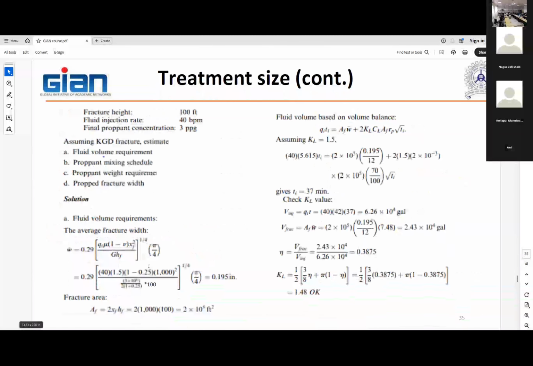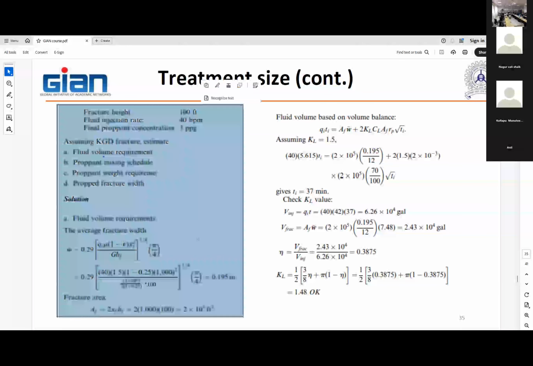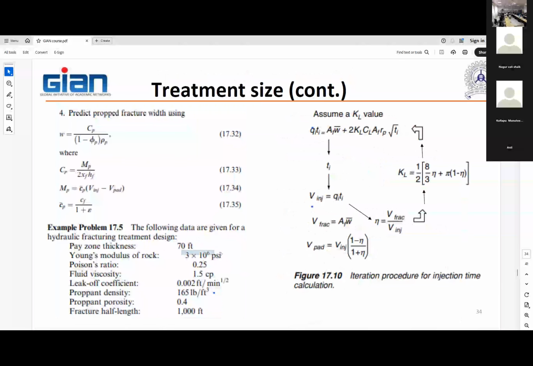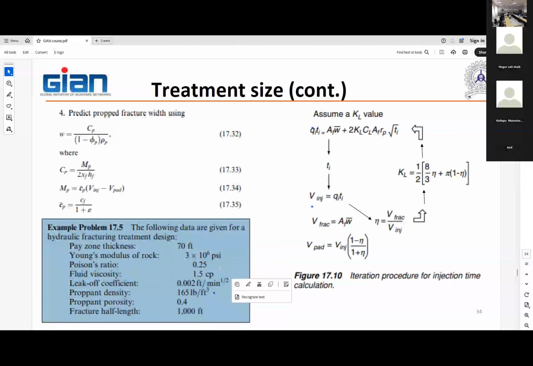Fracture half length XF is what? 1000 feet. So 1000 squared, divided by the shear modulus. How will you calculate shear modulus if you are given the Young's modulus? How much are you given? 3 times 10 to the 6 psi. Okay, so now you have to calculate the shear modulus. What is the formula I told you?